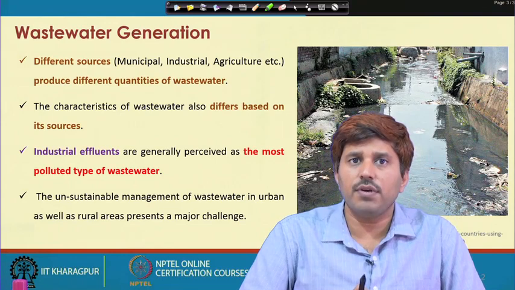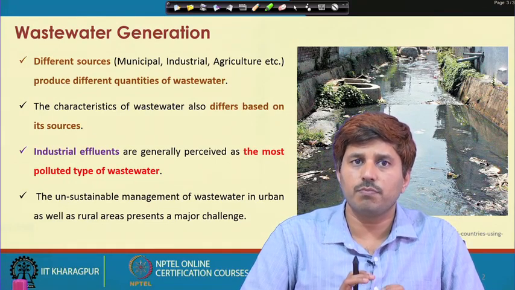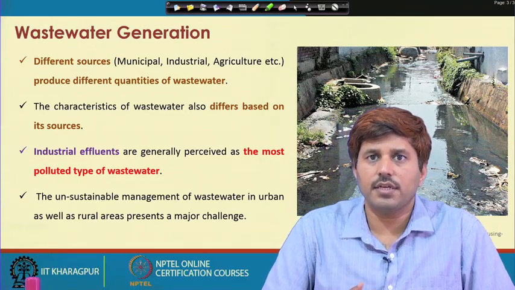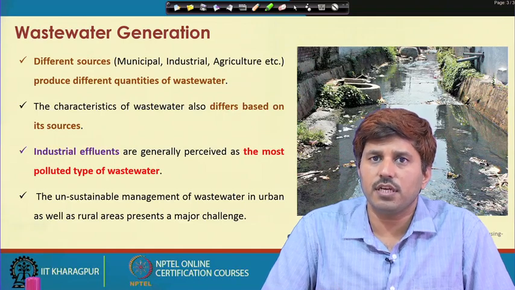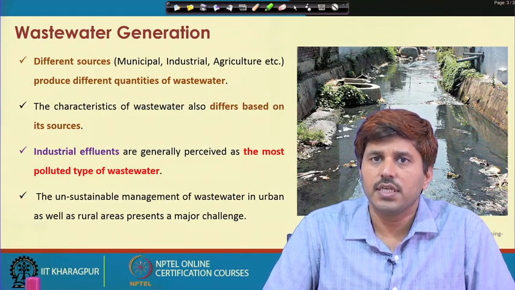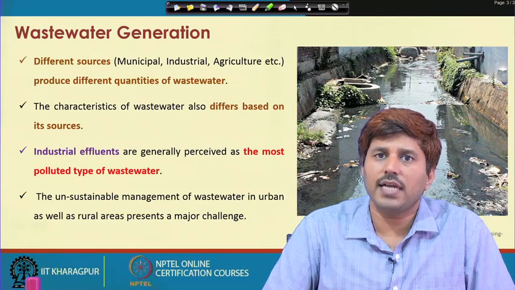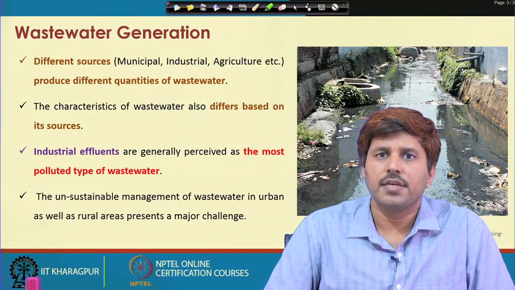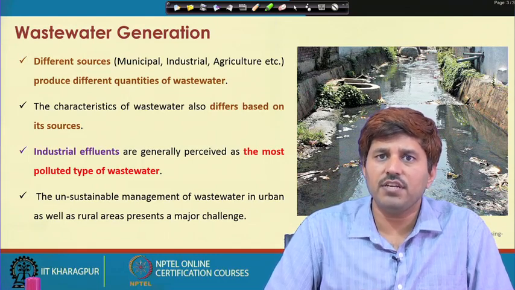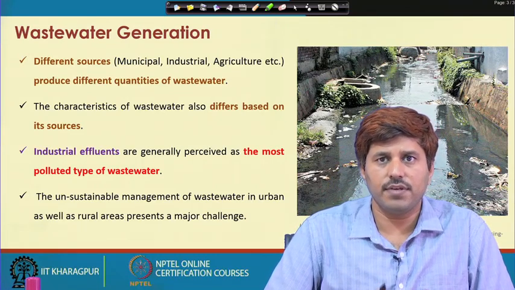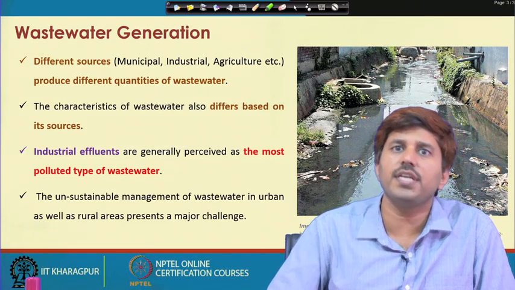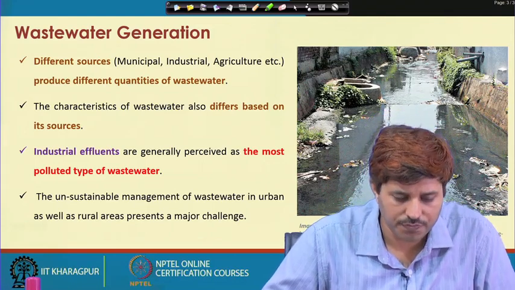Industrial effluents are generally perceived as the most polluted type of wastewater, because the contaminant load that comes with industrial wastewater is many fold higher than that in domestic sewage. Domestic sewage is generally either less or moderately polluted, whereas many of the industries, not all, but many, are very severely polluted. In some cases the major parameters shoot up very high, beyond the permissible limits.